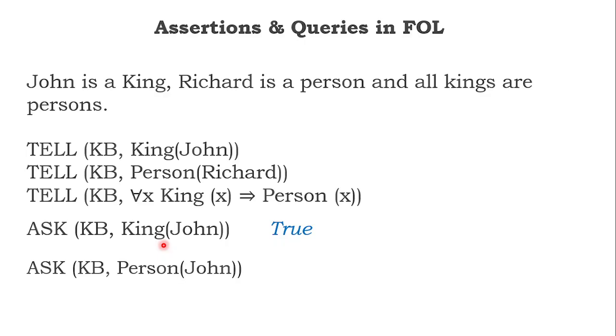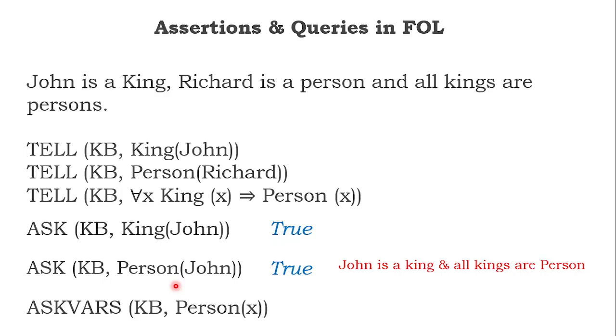Next question. Careful. Ask KB, is John a person? I told already. Sir, John is a king, don't say. Definitely John is a person because all kings are person. John is a king, obviously John is a person. This statement says very clearly: John is a king, kings are X, X is a person. So definitely it is also true. John is a king and all kings are person.